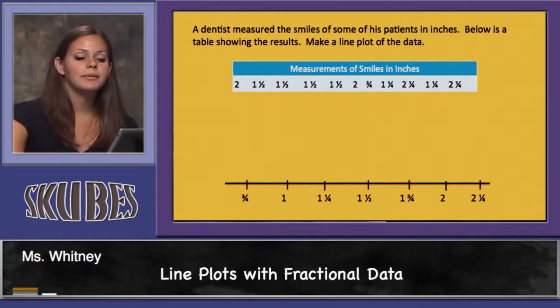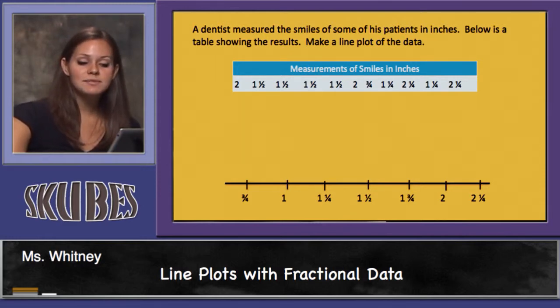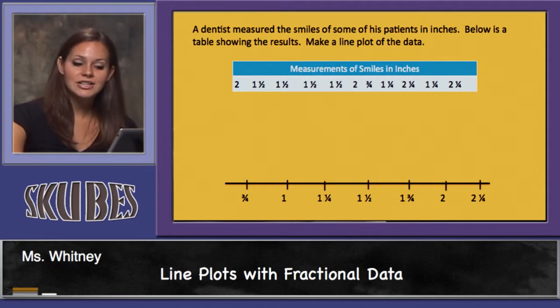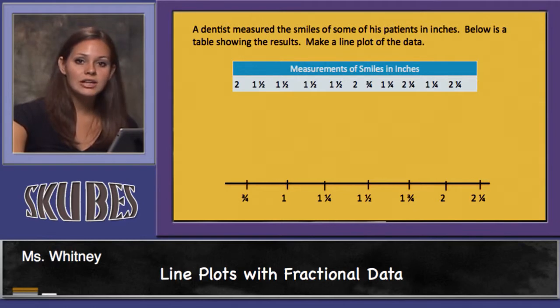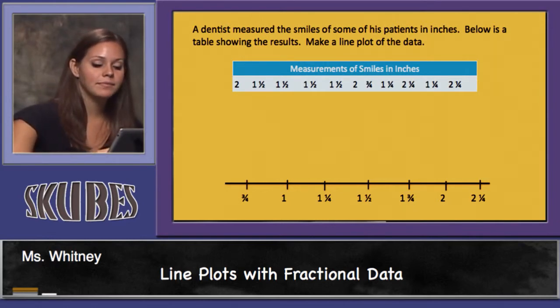Let's look at another problem. A dentist measured the smiles of some of his patients in inches. Below is a table showing the results. Make a line plot of the data. So the measurements of smiles in inches are listed. Let's put an X above each measurement on our line plot.